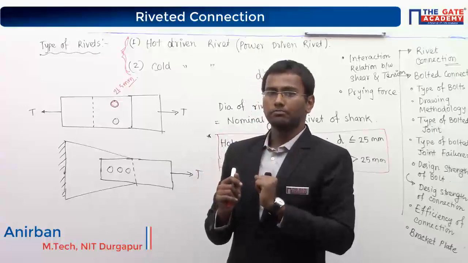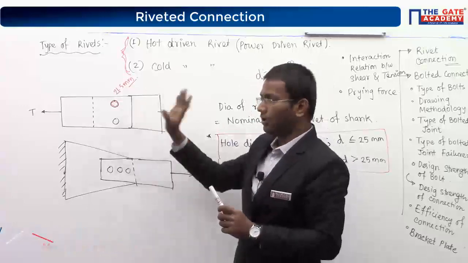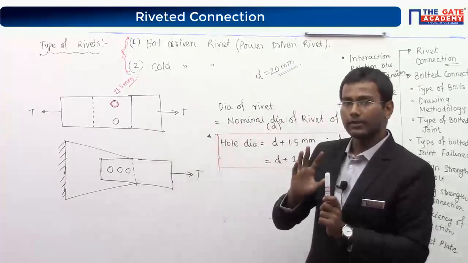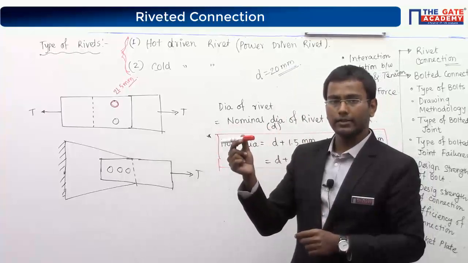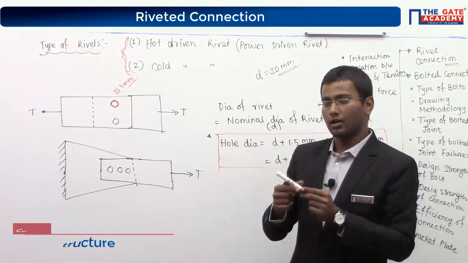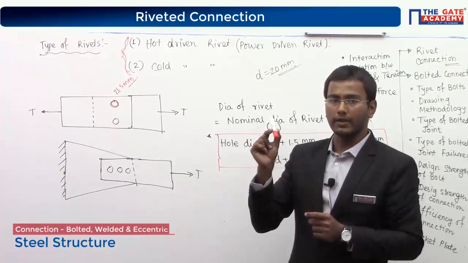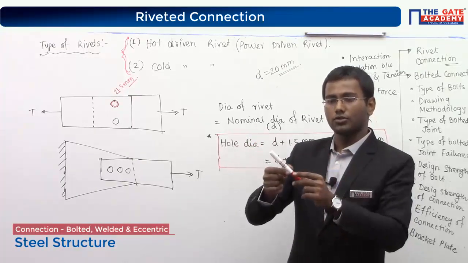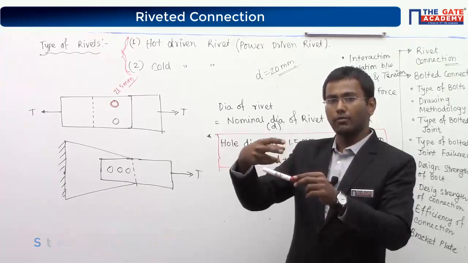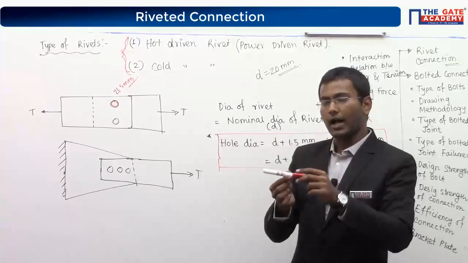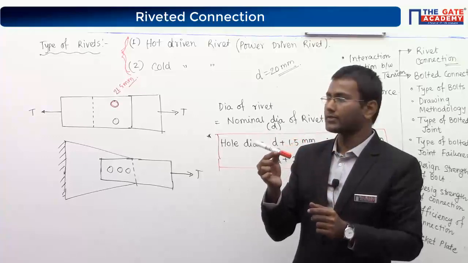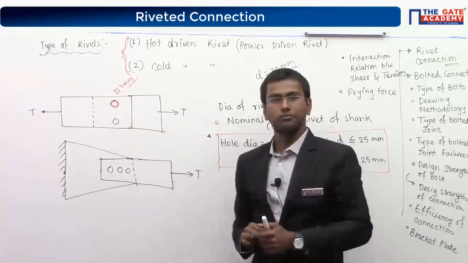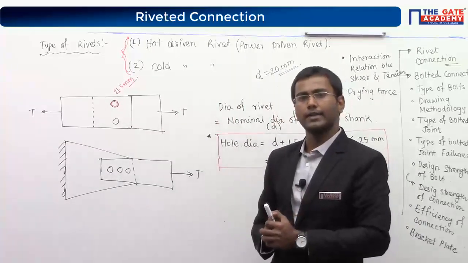Also what I can do, sir, I have cut the hole. After that I will take the rivet and make it hot. It means with an increased temperature, with some furnace, we will make a huge amount of temperature, and I will put this rivet here now. Now what will happen in this case?